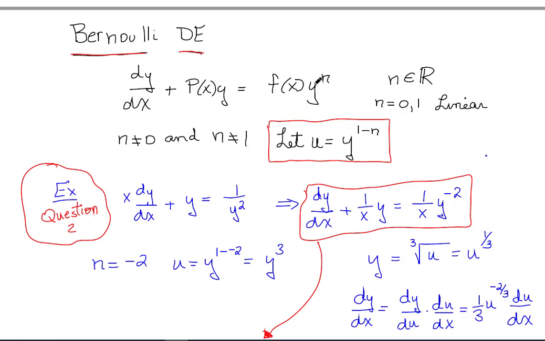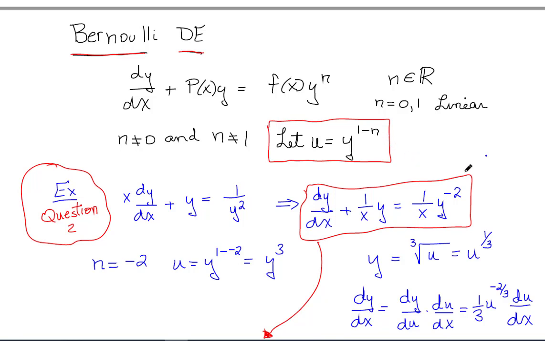Because if it's 0, that's y to the 0, and it's simply linear. And we have techniques for solving linear differential equations. And if it's 1, then you can simply take this over to the left, and you can get a new p of x by combining these two together. So as long as n is not those two, this technique will work. And that is, we let u equal y to the 1 minus n.